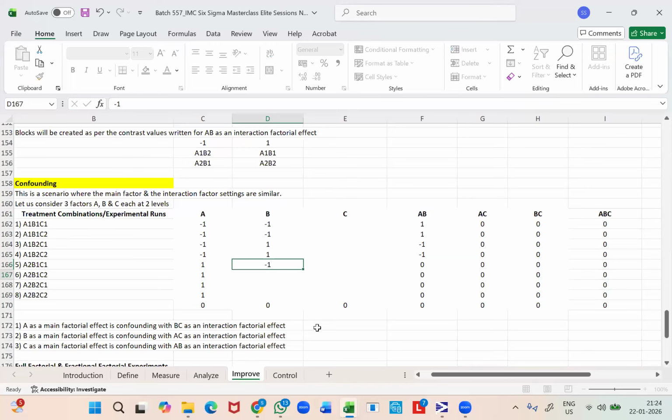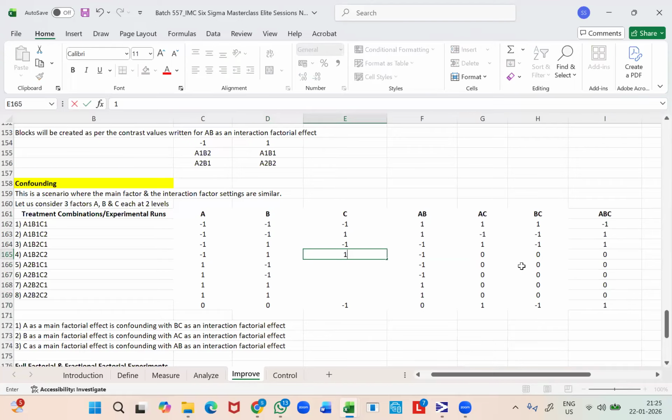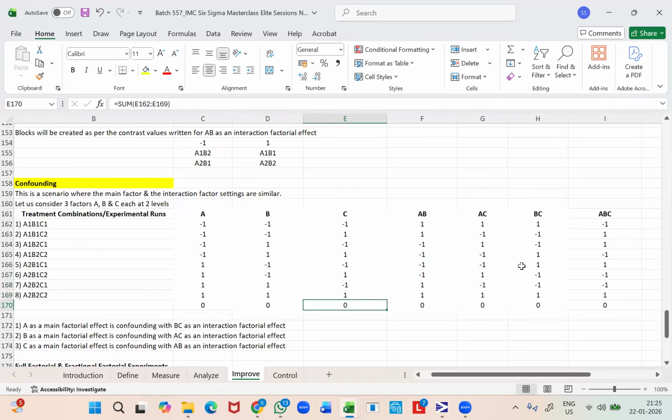And again, B at -1, so the next two will be -1. The final two will be at level 2, so it will be +1, right? And if you look at C, it actually changes levels in an alternate way. So C1, C2, C1, C2, C1, C2, like that it continues. So it will be -1 +1, -1 +1, -1 +1, -1 +1.